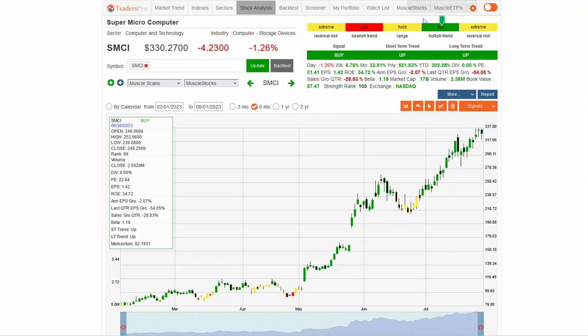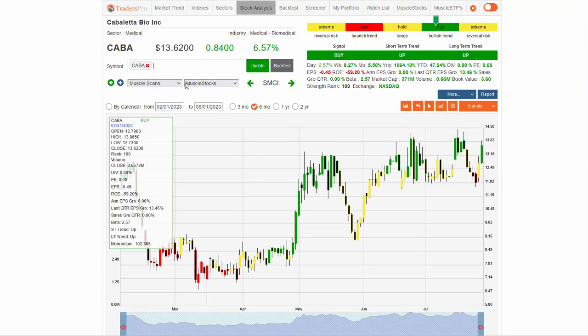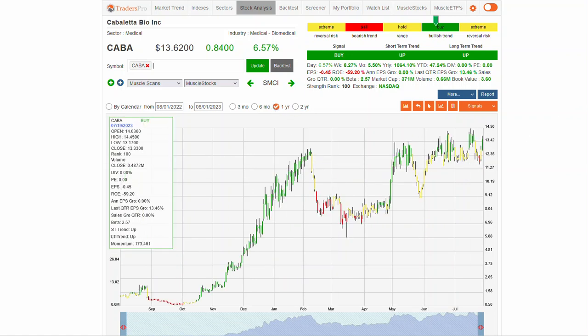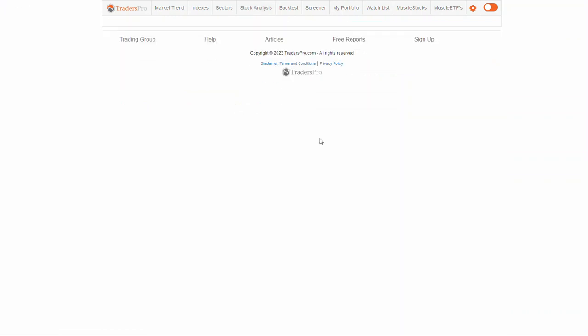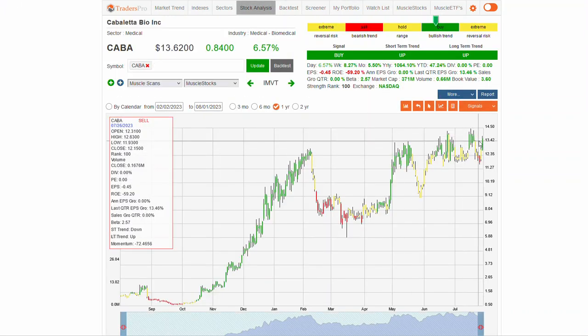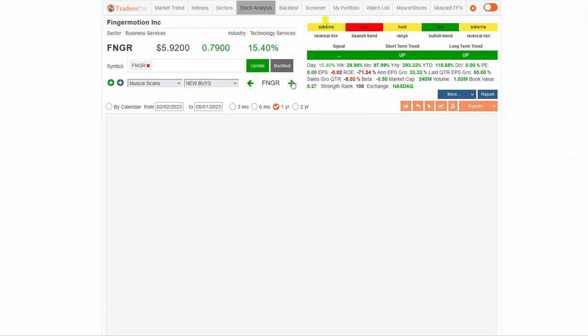Let's jump back over here and we'll finish up today on the new buy list. CABA, this has been a stock on this 1-year chart that has had a pretty consistent, nice uptrend. It's back in the buy zone. It's in that medical biotech space, and it is one that potentially could be approaching a breakout zone right here around that $14 range. And let's take a look at some of the others in here.